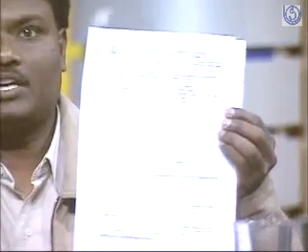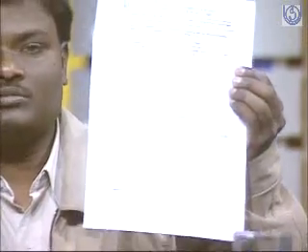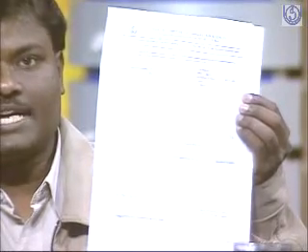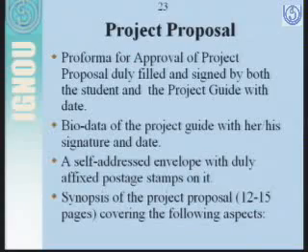This is the format of the pro forma that you will be receiving in the booklet. In this you have to sign, and you have to put the date. The guide also should sign. Other than this, you have to collect the biodata of the project guide. Whenever you are collecting the biodata of the project guide, like a resume, it should be signed by the guide. Along with the pro forma, you should attach this biodata also. And then you have to keep one self-addressed envelope with duly affixed postage.